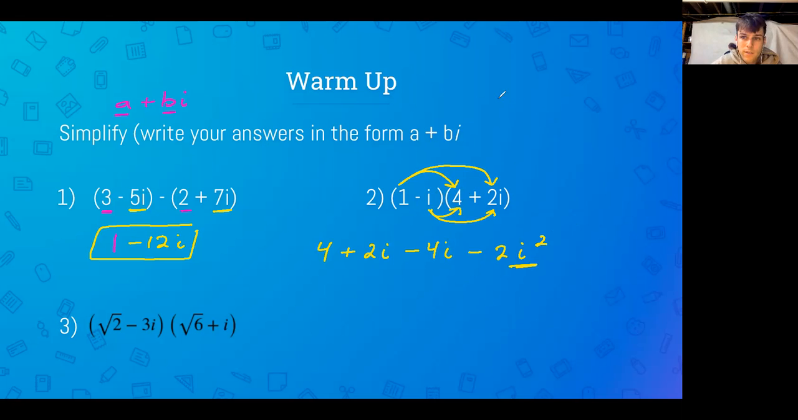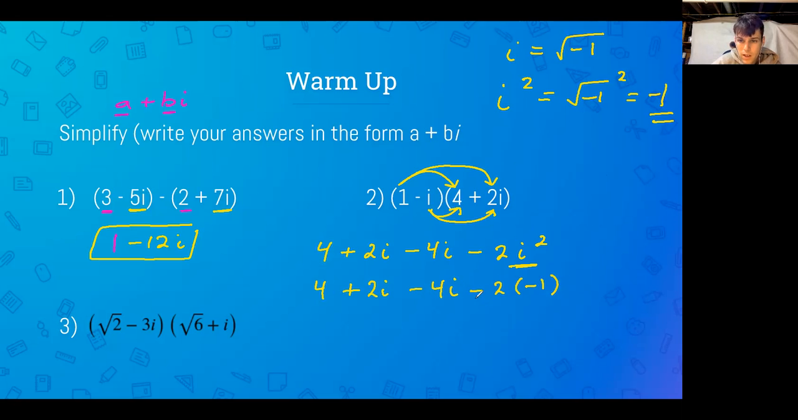Now, i squared is, remember, real quick, i is the square root of negative 1. So then i squared is going to be taking that and squaring it. Obviously, that cancels out the square root, so we end up with just negative 1. So anytime we have i squared, we're just going to be replacing that with negative 1. So let's go ahead and show that work. So this is negative 2 times negative 1. Really, that becomes plus 2, right?